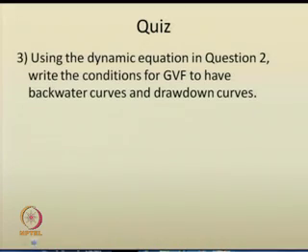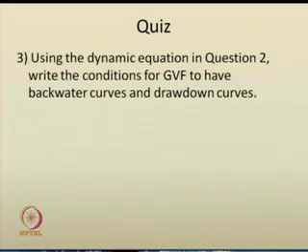Your third question. Using the dynamic equation in question 2, write the conditions for gradually varied flow to have backwater curves and drawdown curves. Or especially, you write only the backwaters. So, you avoid the drawdown portion, only write the conditions for gradually varied flow to have backwater curves. We have mentioned those conditions, you just enumerate them.